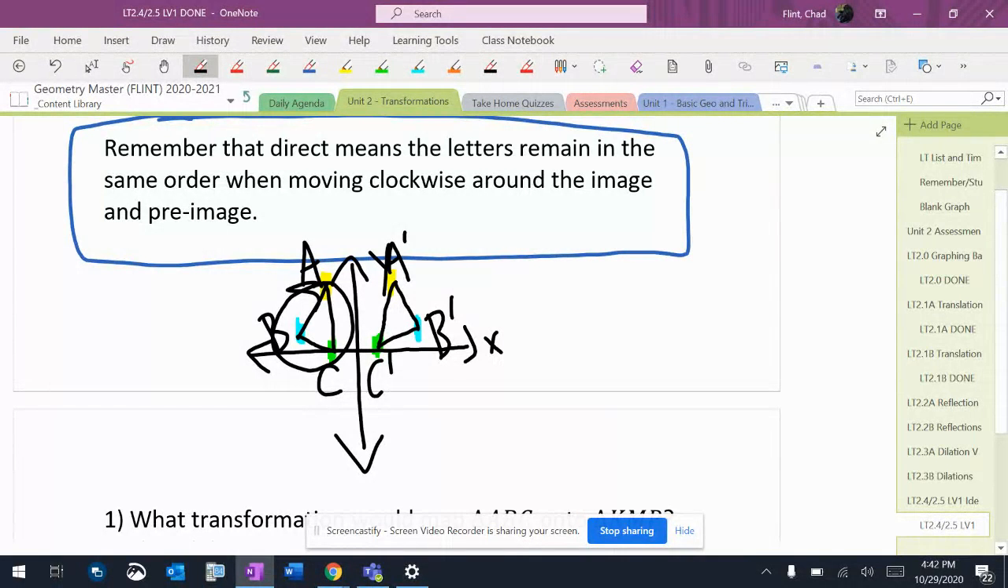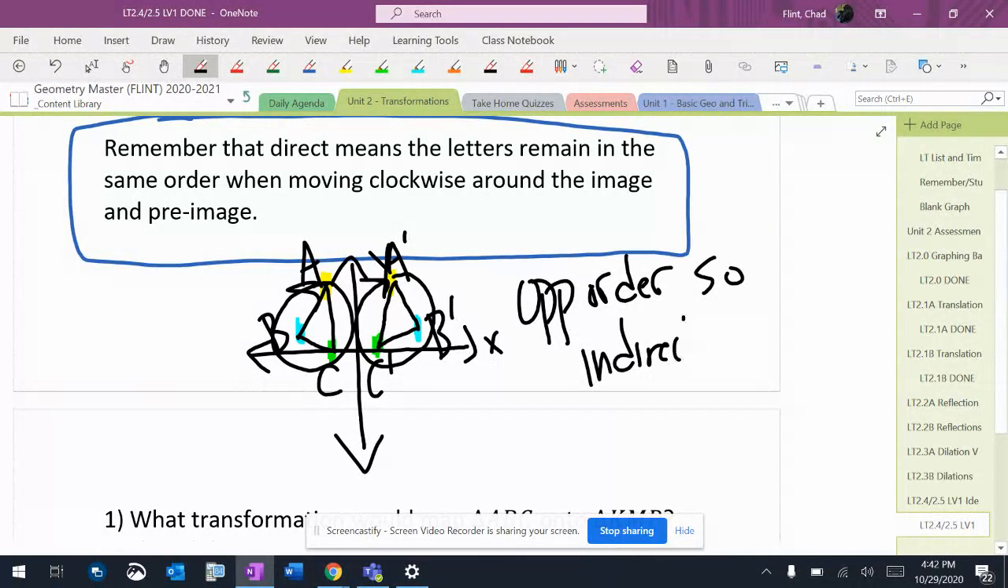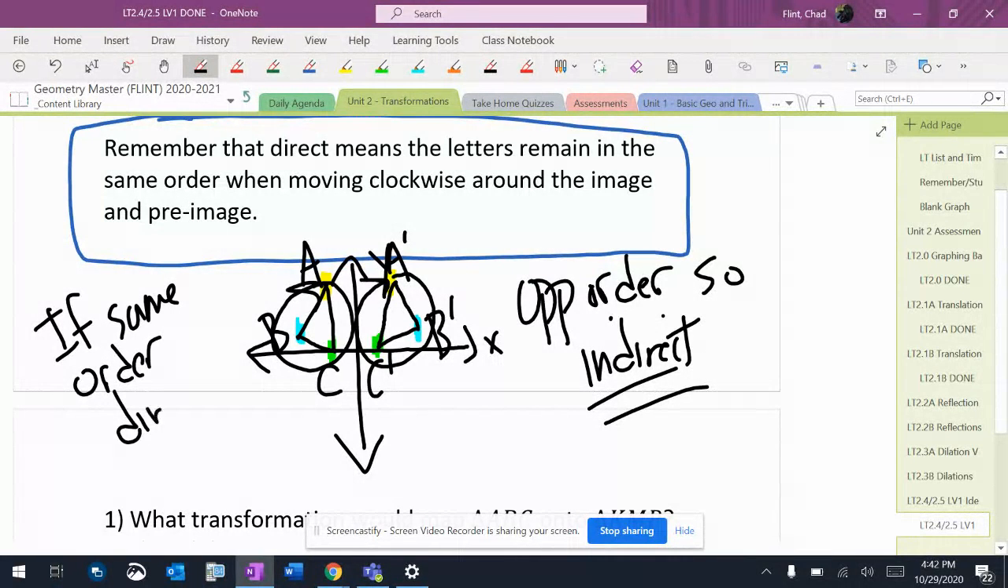All right. So I start at the same color, yellow, and I go the same direction. And this time I get yellow, blue, green. So those colors are in the opposite order. So I'm going to write down opposite order. So it's indirect. If it was the same order, it would be direct. So if the same order, then it's direct.